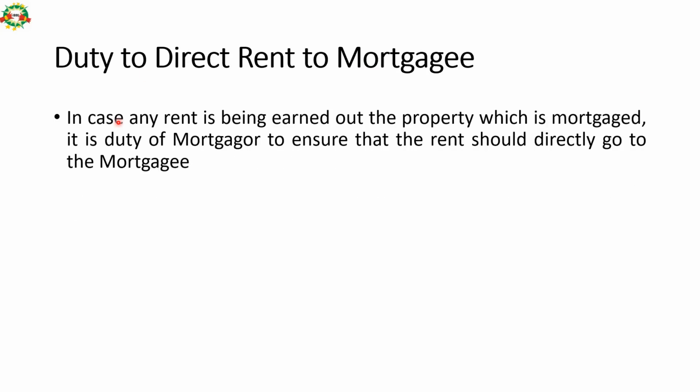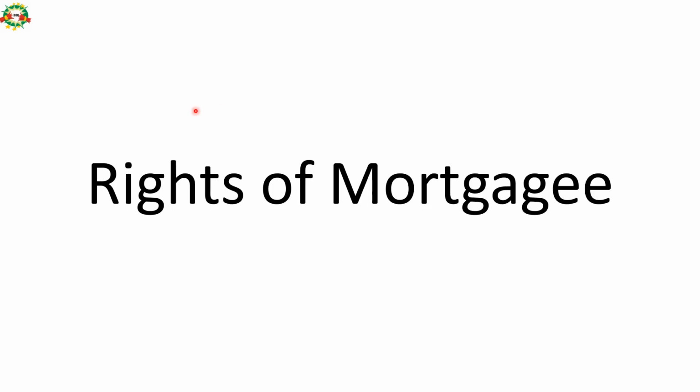Duty to direct rent to mortgagee. In case I have taken a loan on a property and I have given the property on rent, then the entire rent should get transferred to the account of the mortgagee, the bank. At least it should be in the knowledge of the bank. If the bank wants to put that amount into the loan account, then it is fair enough. No issues.